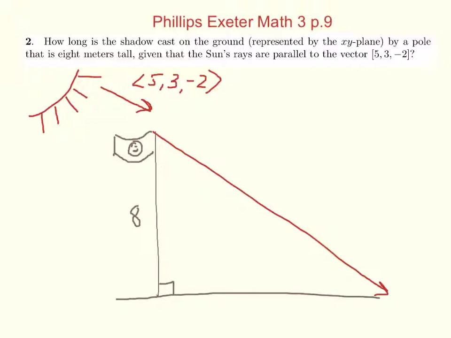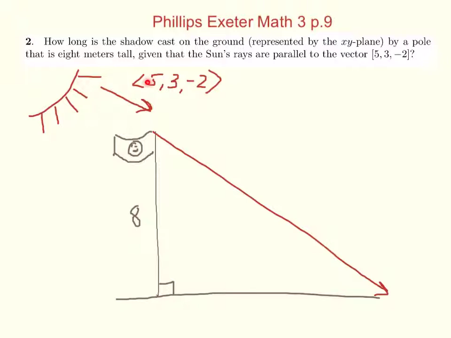So the way I thought about it is, I'm going to take this vector, which is parallel to the vector from the sun. What will this vector be? Not the length of this vector, we're going to get there, but what would the actual name of this vector right here be, since it's parallel to this vector up here at 5, 3, -2?